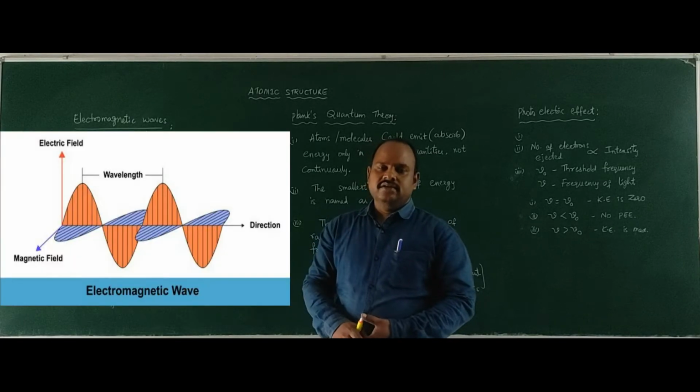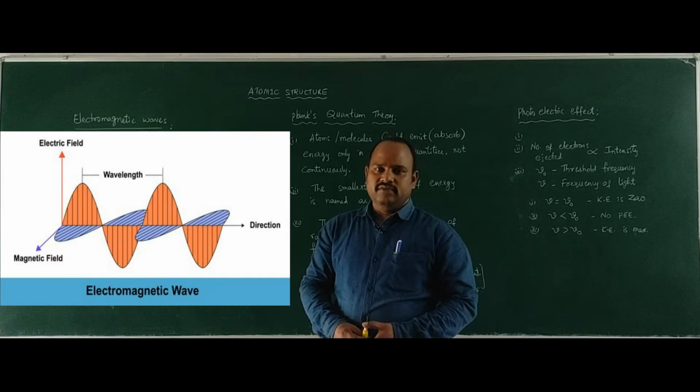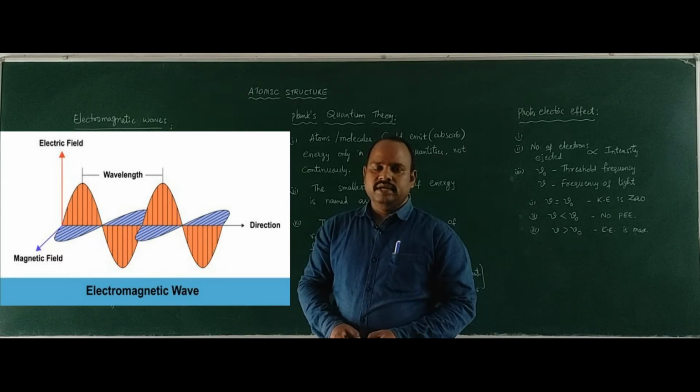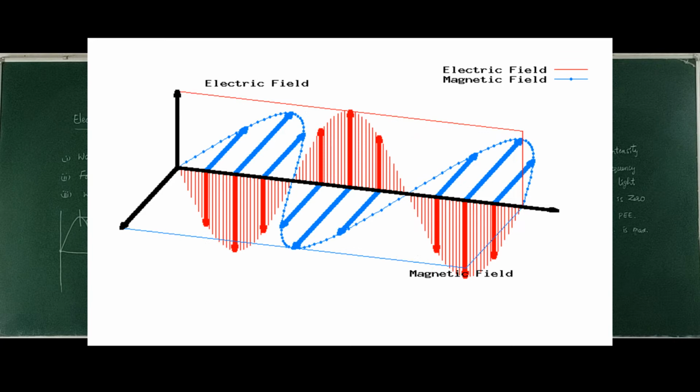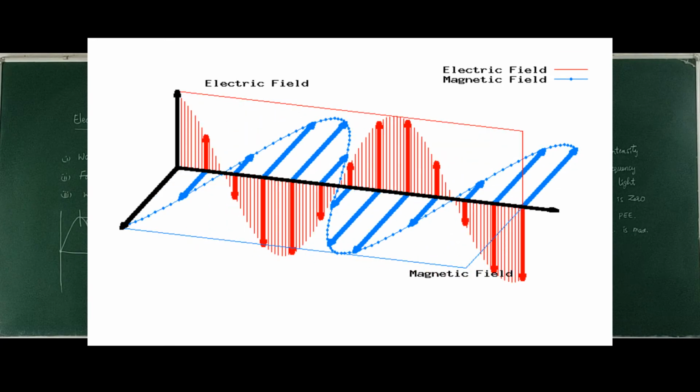In the figure we can see the electromagnetic wave. The yellow colored one is the electric field and the blue colored one is the magnetic field, which are perpendicular to each other, and both are perpendicular to the propagation of the wave. That wave is named an electromagnetic wave.